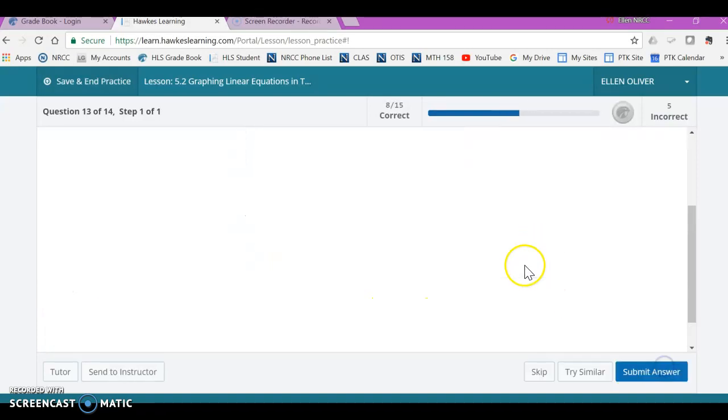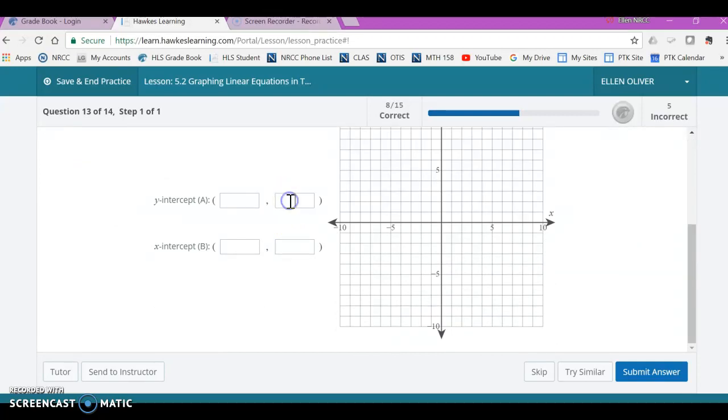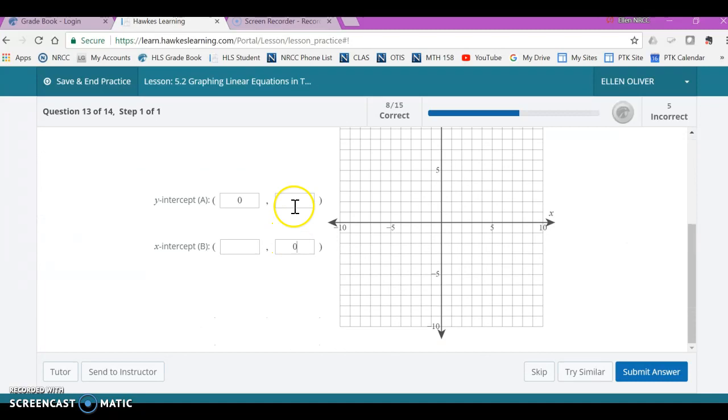Good. All right, and then this is back to the same old thing, x and y intercepts. So I'm going to put in my zeros. x is 0 here. And if x is 0, that term goes away. So I'm left with negative 2y equals 10. So divide by negative 2, and y is negative 5.